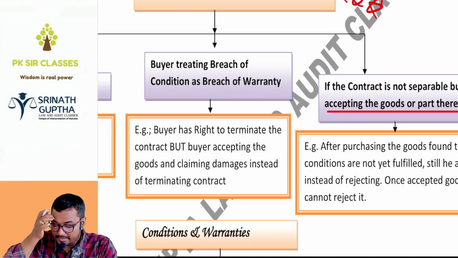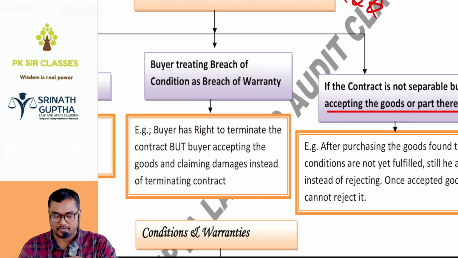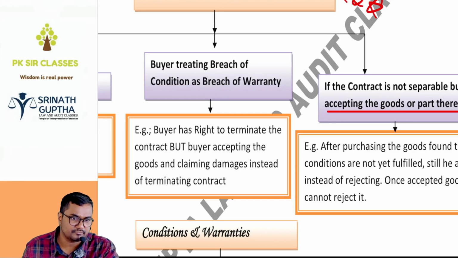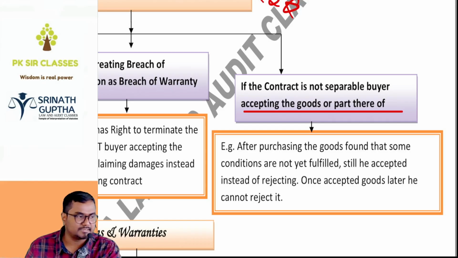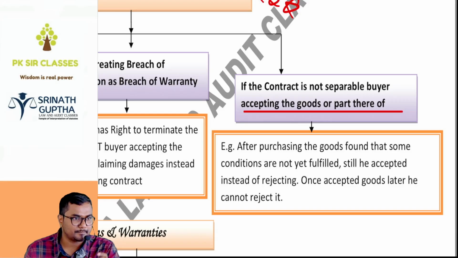Second one, buyer treating breach of condition as breach of warranty. So buyer has the right to terminate the contract, but is not terminating. What does it mean? Treating breach of condition as breach of warranty. Third one, if the contract is not separable, buyer is accepting part of the goods. Can I separate the bottle and cap? No. Can I separate the button and shirt? No. If the contract is not separable, and the buyer is accepting part of the goods, yes or no, sir? That means he is treating breach of condition as breach of warranty.